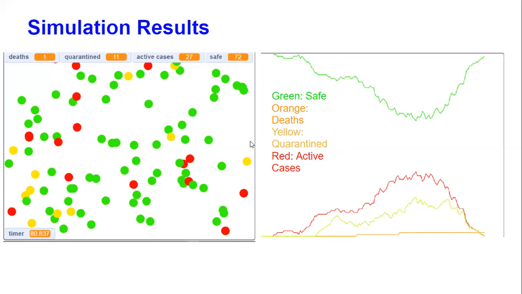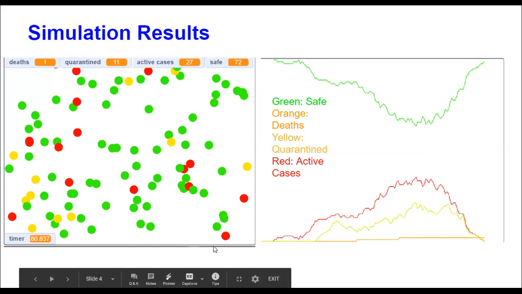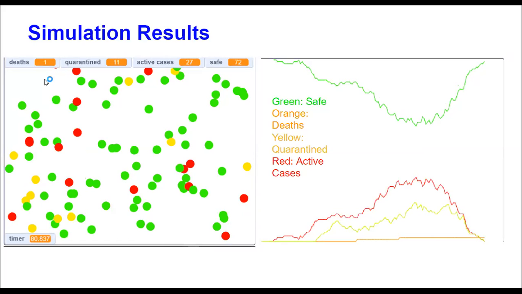Alright, so this was the result during one of the simulations. This is a snapshot during the middle of the simulation. By then, there was 1 death, 11 people quarantined, 27 active cases, and 72 safe people. The safe people are the people who are not infected, or the green people. The active cases are the people who are infected but aren't quarantined. But these active cases over here include the quarantined people.